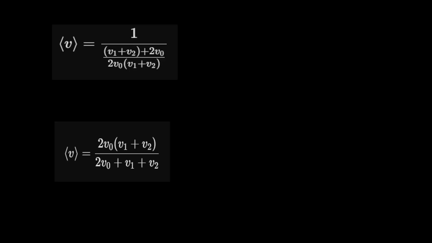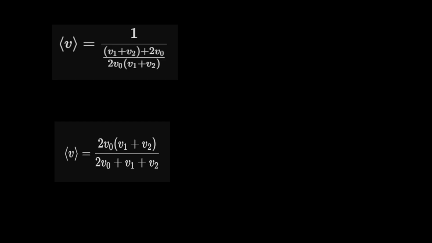Let's start with the complex fraction we derived last time. v equals 1 divided by the complex fraction with the numerator of open bracket v1 plus v2 close bracket plus 2v0 and a denominator of 2v0 times open bracket v1 plus v2 close bracket. This is essentially 1 divided by the sum of our two time-based fractions.